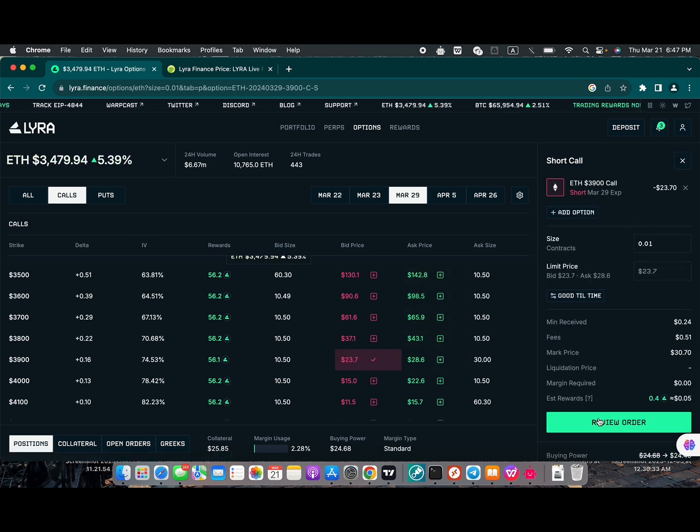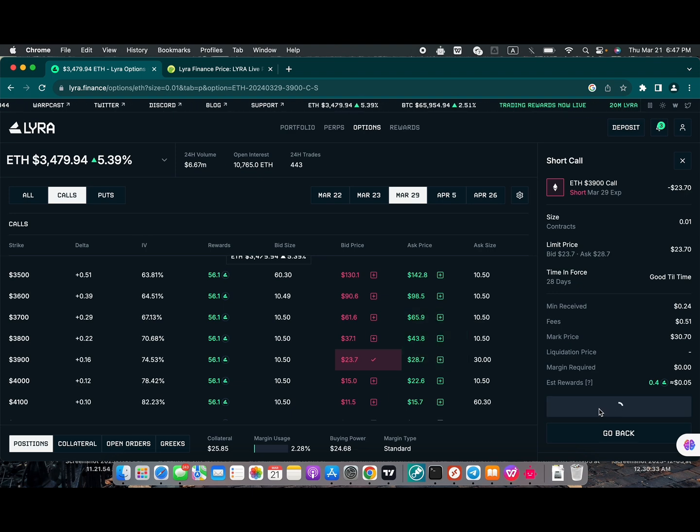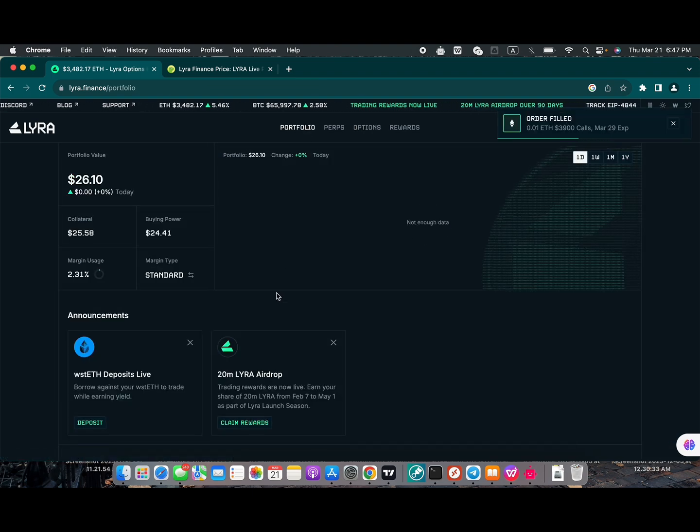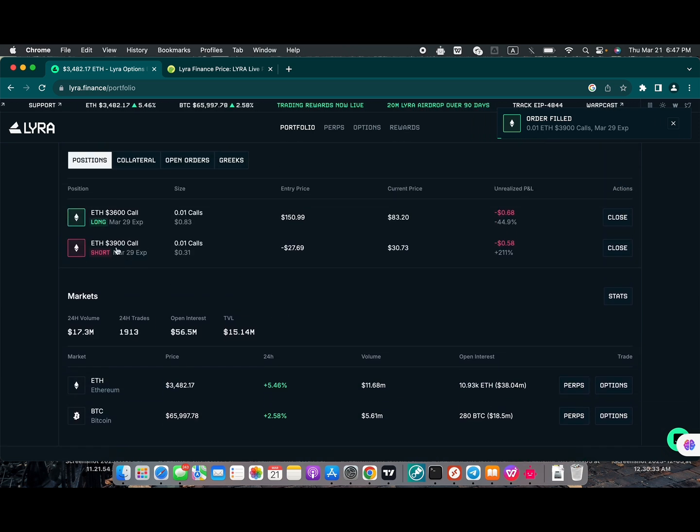So at this point, I'll submit my order, and automatically when you look at your portfolio, you'd see something that looks like this: a long and a short. So this is what a bullish call spread looks like.